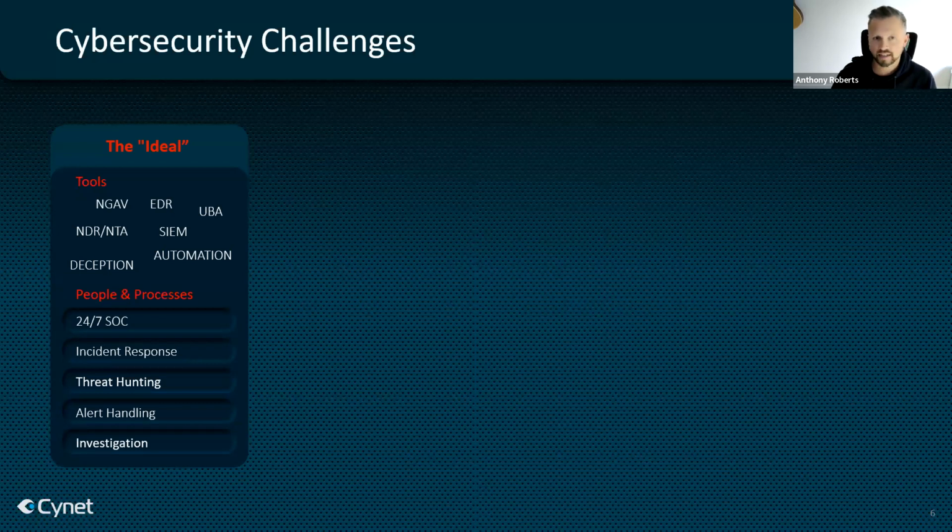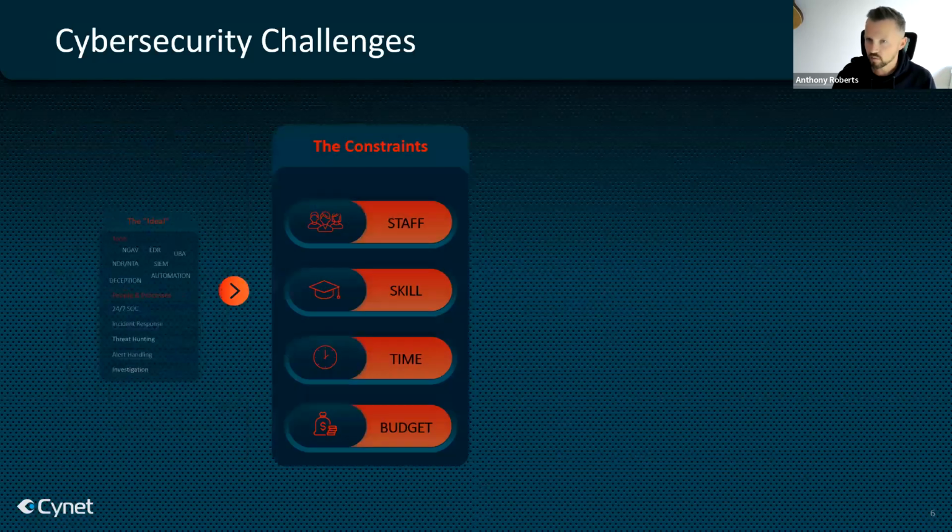But obviously, in reality, the constraints that come with that are, you need the staff to back that up. You need the skill sets, you need time. With those skill sets, it still takes time, if an incident does happen, to work out what's the root cause, what's the impact. And if you're using multiple product sets and multiple tools, skipping between consoles, that can take time. And everybody's got budget issues.